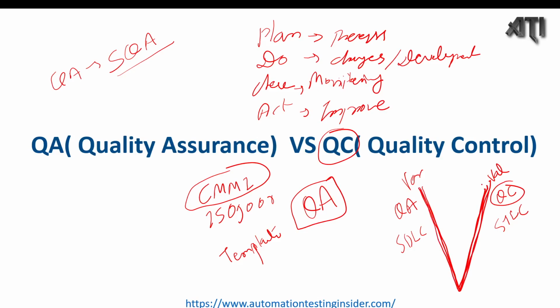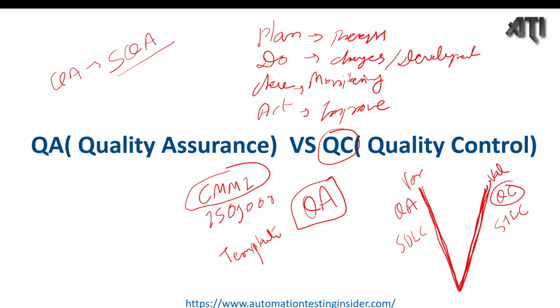Now let's talk about QC. What do you mean by QC? So QC is nothing but a software engineering process to ensure quality in a product or service. Basically, it examines the end product once the product is developed.